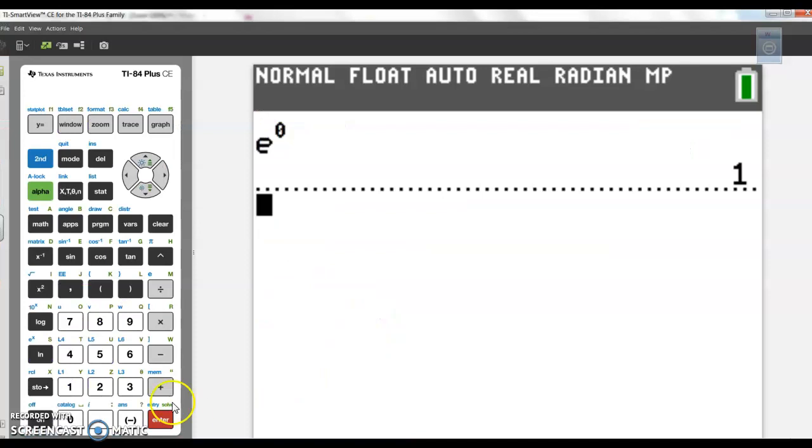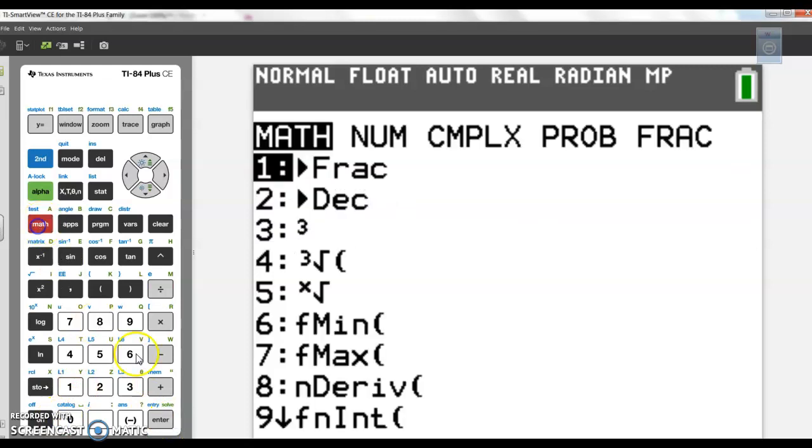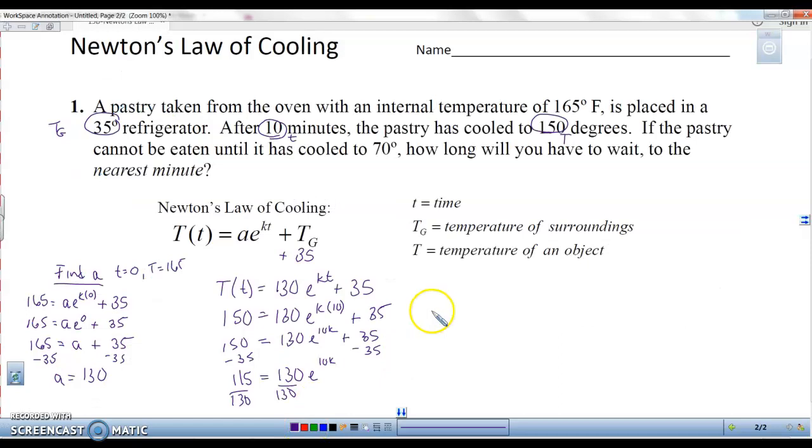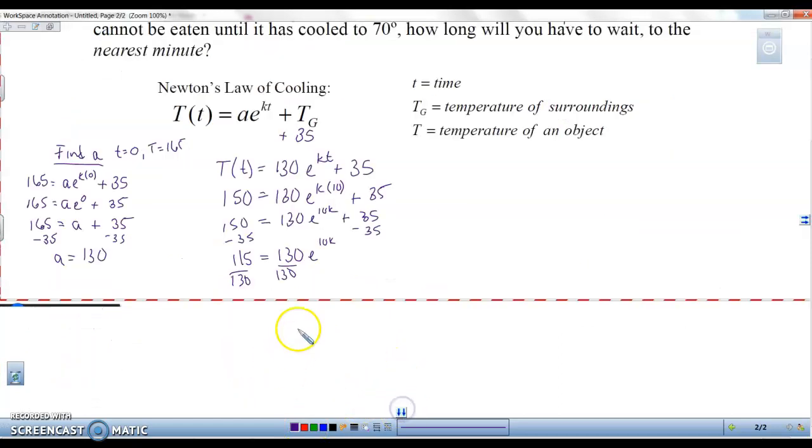Right, and that gives me 115 divided by 130 is, math, enter, 23 over 26. Okay, so that gives me, let me put down here, 23 over 26 equals e to the 10k. Okay, so this is going to be an e problem, so we have to take the natural log of each side if we're using e.